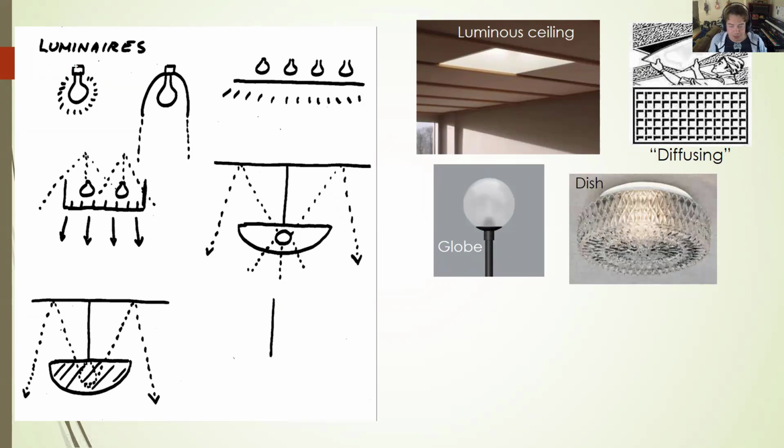A dish like this, which always reminds me of my grandmother's house. She had one of these. Again, there's a bulb in the middle there, and the light is softened and spread a little bit more through the dish.